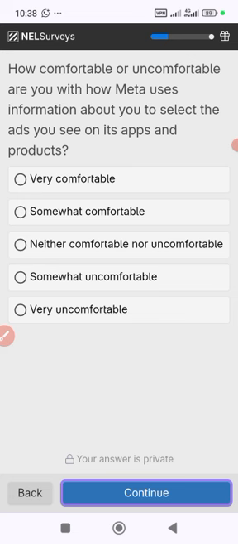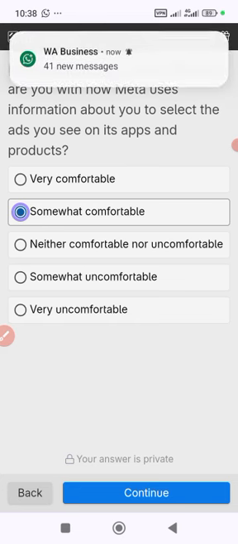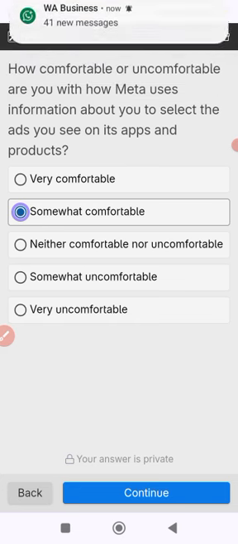Okay, how confident or uncomfortable are you with how Meta uses information about blah blah blah? Let's say somewhat comfortable. It means they're asking about Meta now. How comfortable are you when Meta uses a product? I'm comfortable.